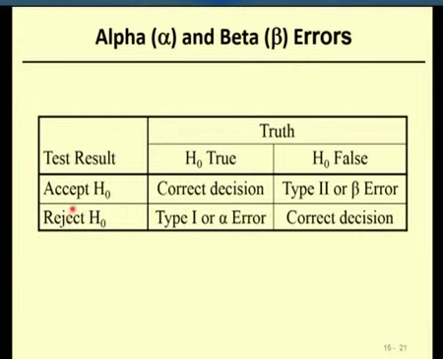As I told you, if you accept H0 when H0 is true, it is a correct decision. Similarly, if you reject your H0 when H0 is false, it is also a correct decision. But when you accept H0 when H0 is false, it is a type 2 error, and rejecting your H0 when it is true is a type 1 error. As I told you, we call this the alpha error and this the beta error.